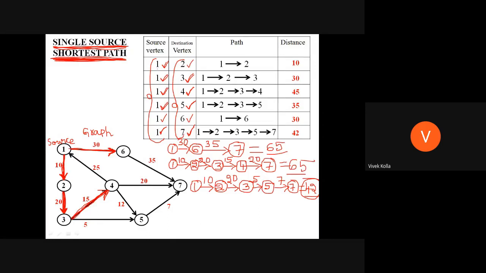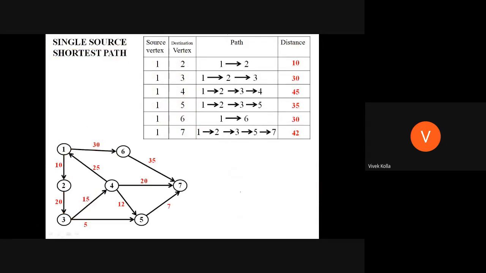So from 1 to 2, this is the shortest path, and the distance is 10. From 1 to 3, the shortest distance is 30. From 1 to 4, the shortest distance is 45. From 1 to 5, the shortest distance is 35. From 1 to 6, the shortest distance is 30. From 1 to 7, the shortest distance is 42.